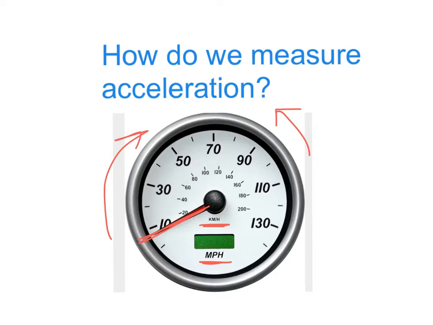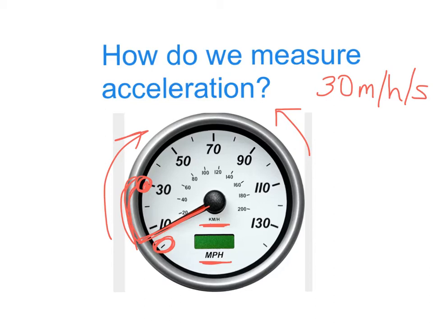If it takes you 1 second to go from 0 miles per hour to 30 miles per hour, if that dial moves from here to here in 1 second, then you would say that you're accelerating at a rate of 30 miles per hour. That's how you do per in math, you put a slash. So you're accelerating at 30 miles per hour per second.